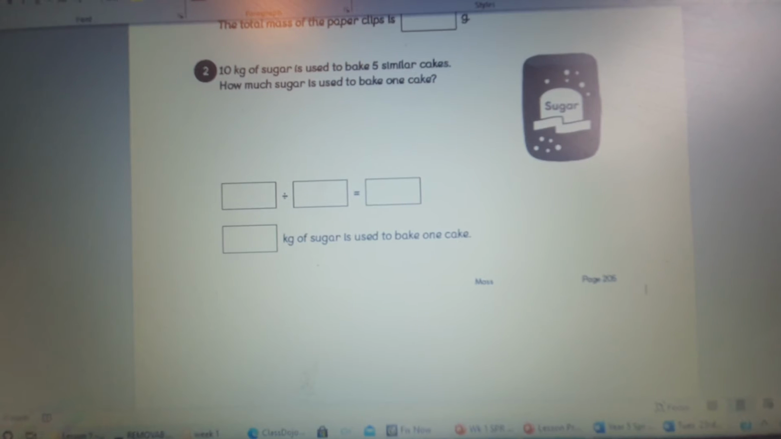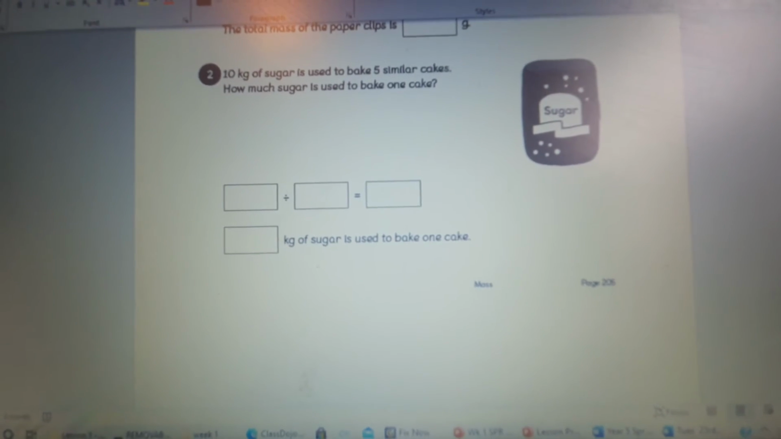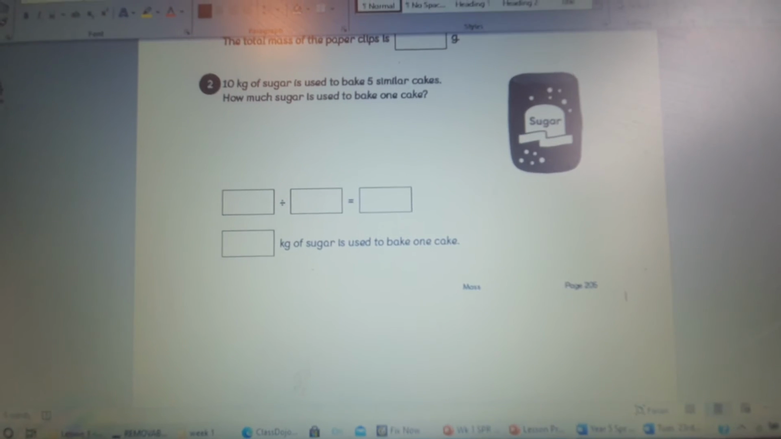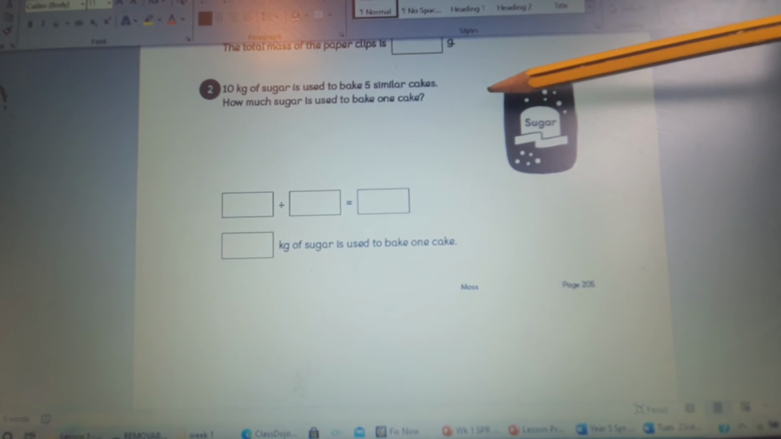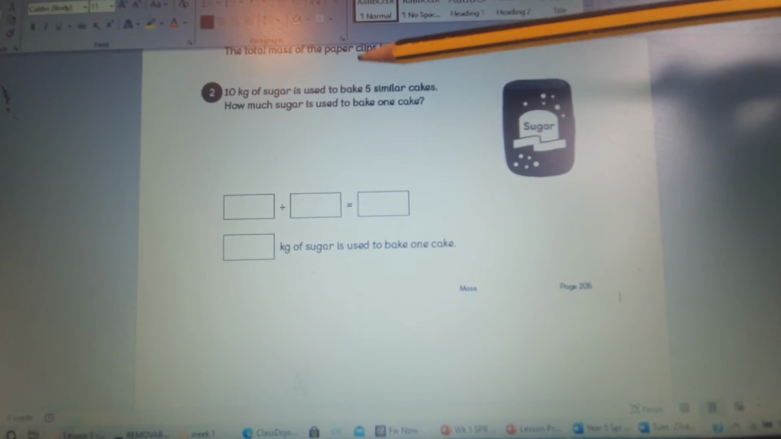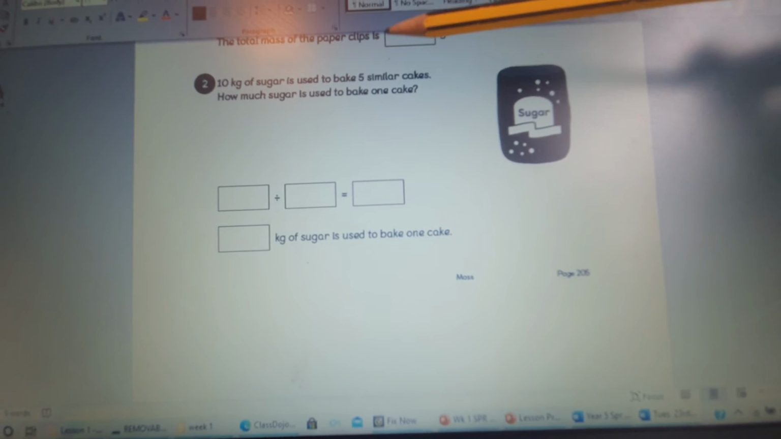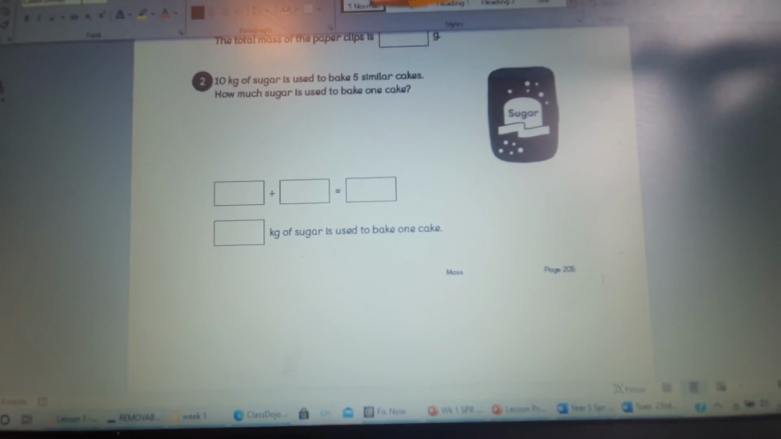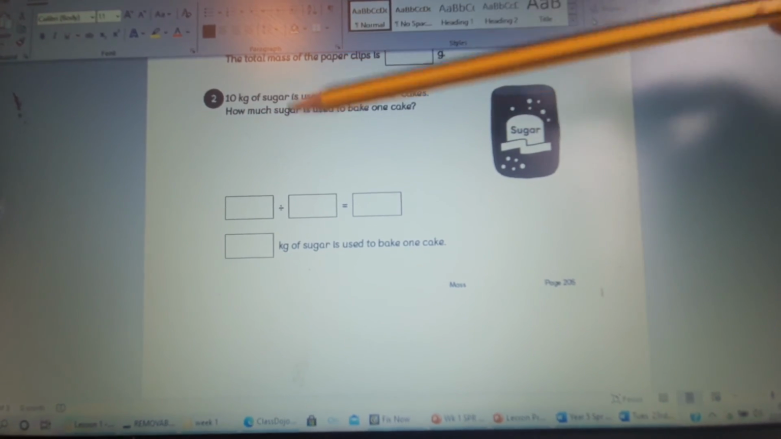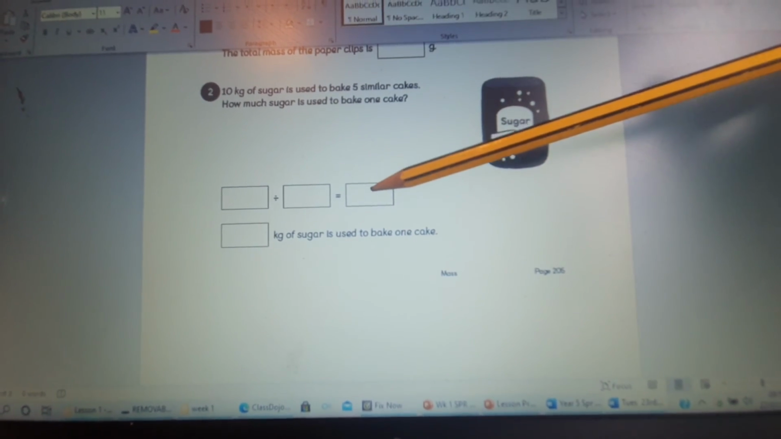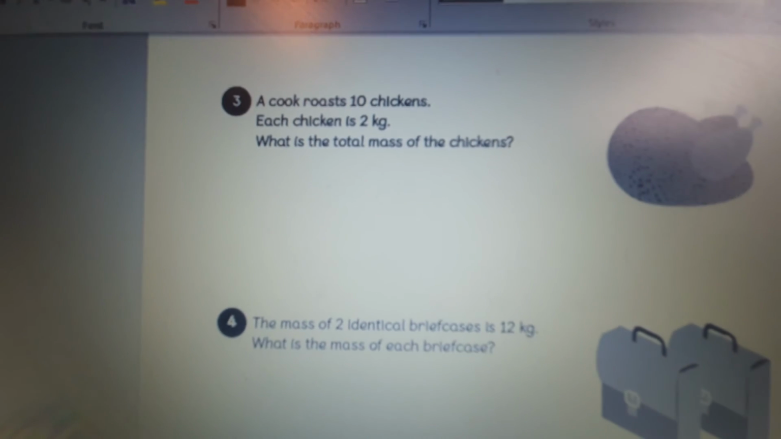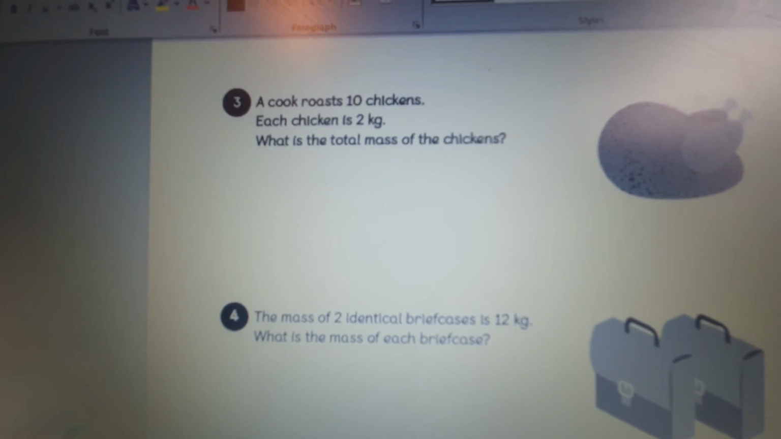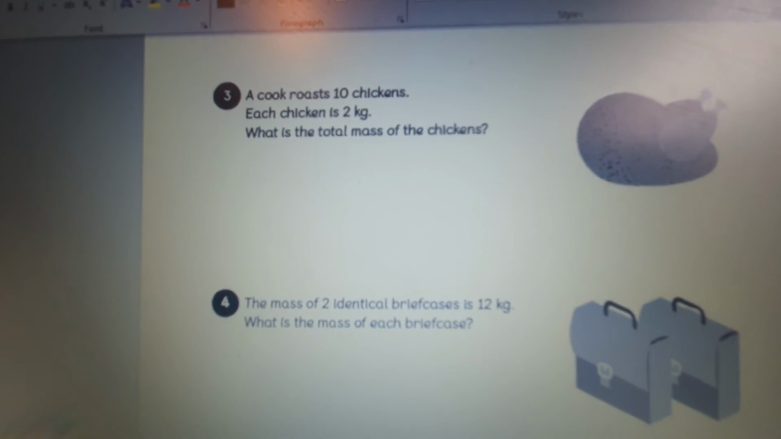And the next one. 10 kilograms of sugar is used to bake 5 similar cakes. How much sugar is used to bake 1 cake? So 10 kilograms to make 5 cakes. But how much sugar is to bake 1 cake? So we need to make 10 5 times smaller. So it'd be 10 divided by 5 is what? Okay, number 3. A cook roasts 10 chickens. Each chicken weighs 2 kilograms. What is the total mass of the chickens?